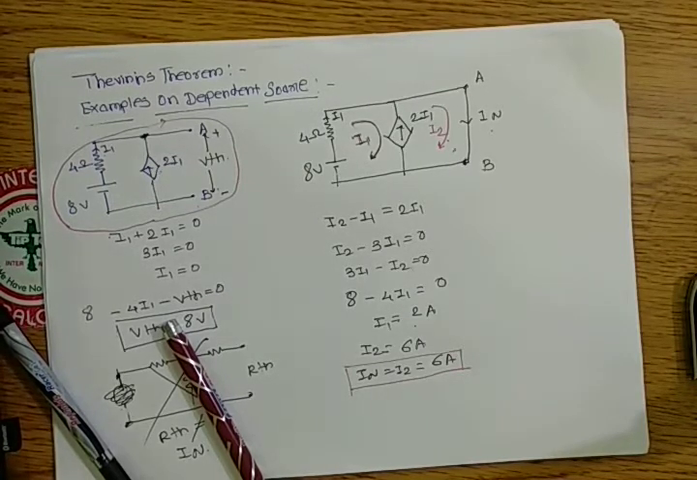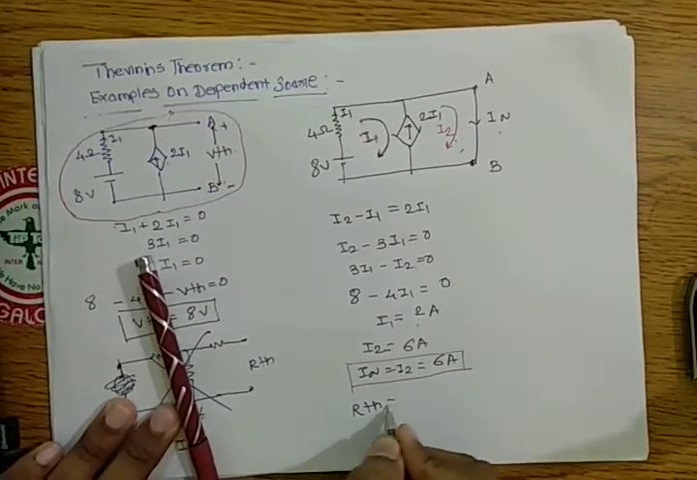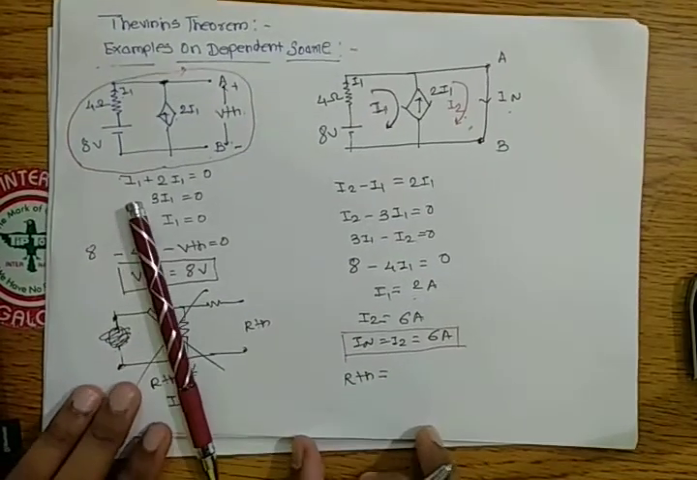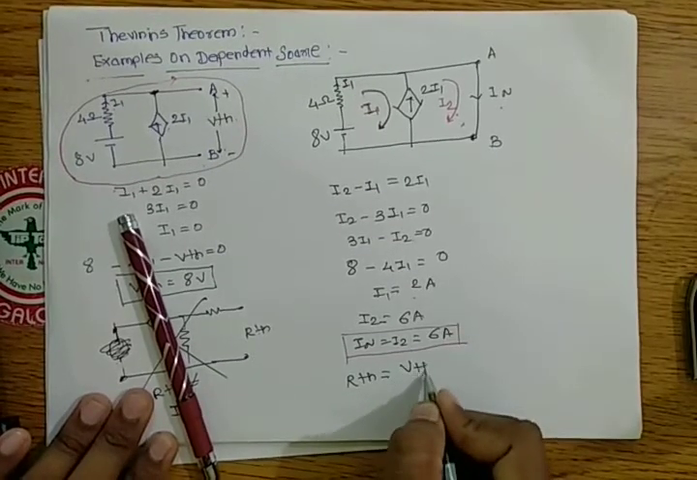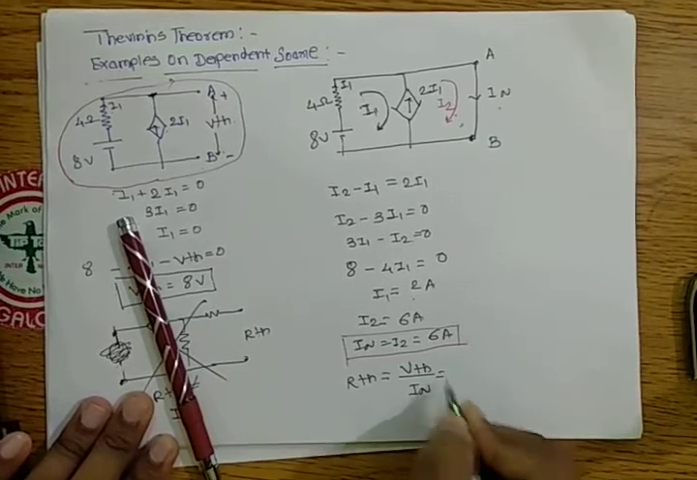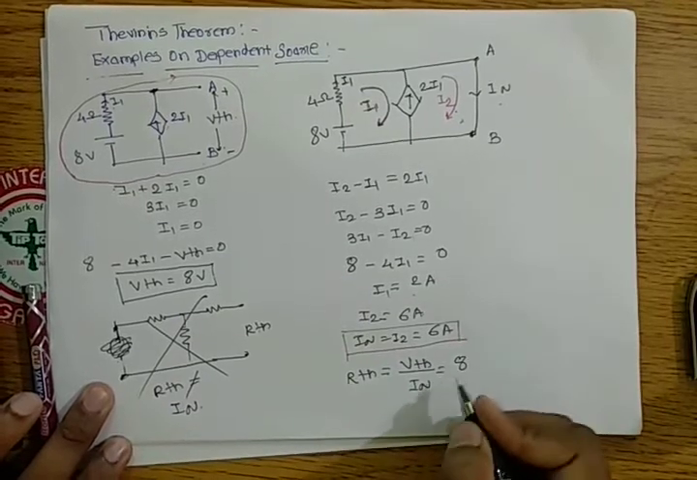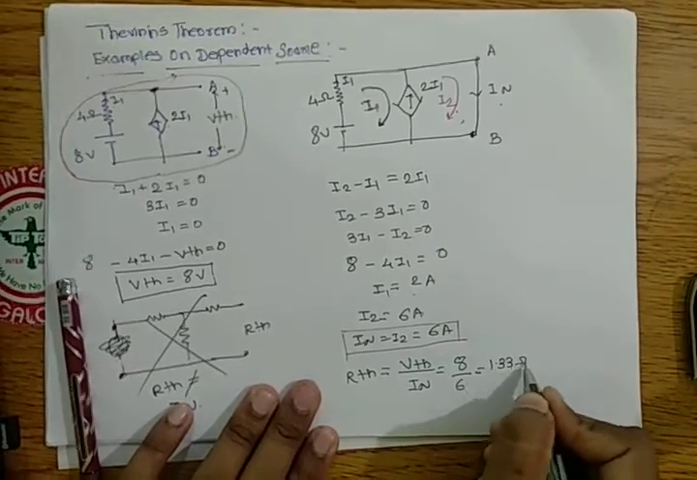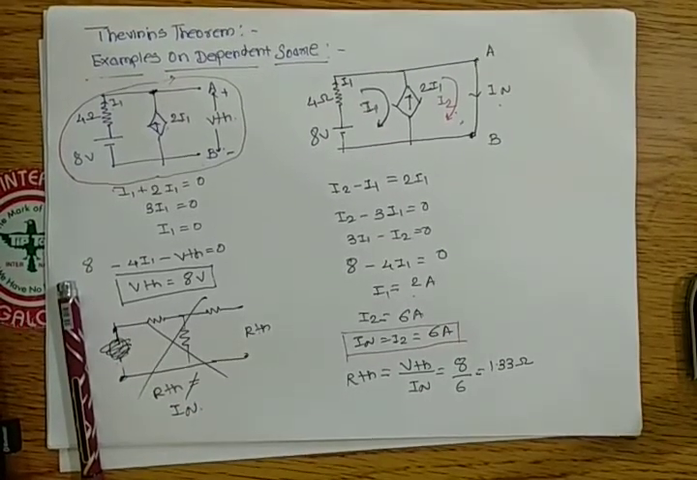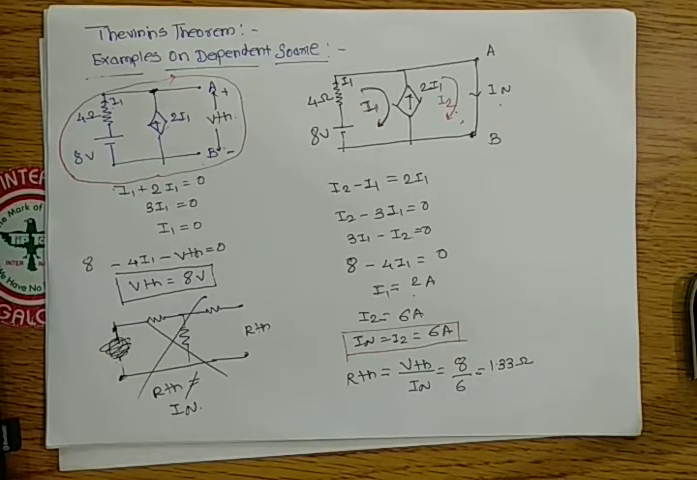Now what you have to find out is the RTH. For the Thevenin circuit you require this RTH. So RTH you have to calculate. RTH is equal to VTH divided by IN. VTH we have calculated, what is VTH? VTH is equal to 8 volt, divided by 6, that is equal to 1.33 ohm. Okay, so that is the way you have to calculate VTH divided by IN, that is 1.33 ohm.